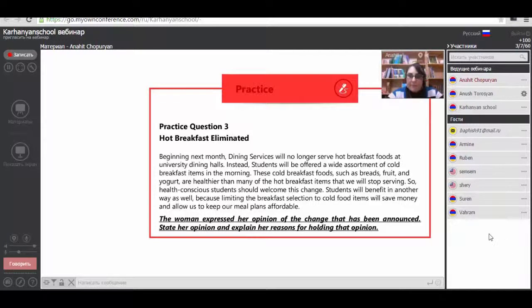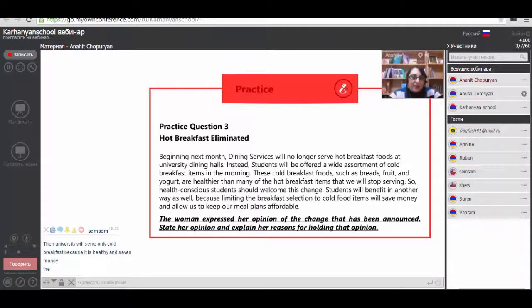Okay. Yes, the university will serve only cold breakfast. So this is the main idea, the change. Instead of hot breakfast, there will be cold breakfast. Why? Because first it is what? Healthier, yes, it is mentioned, because it's healthier.